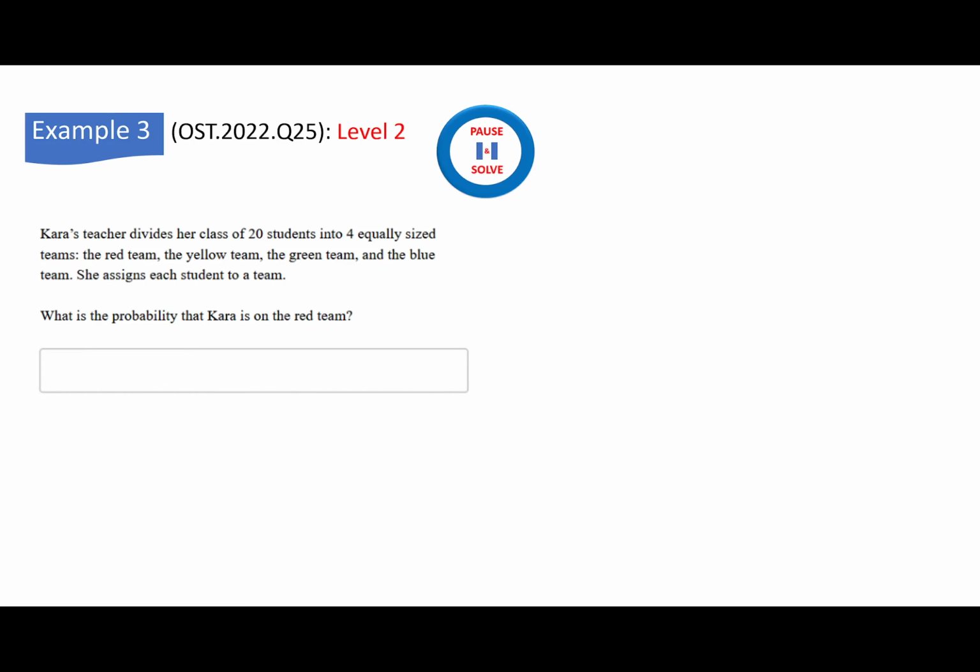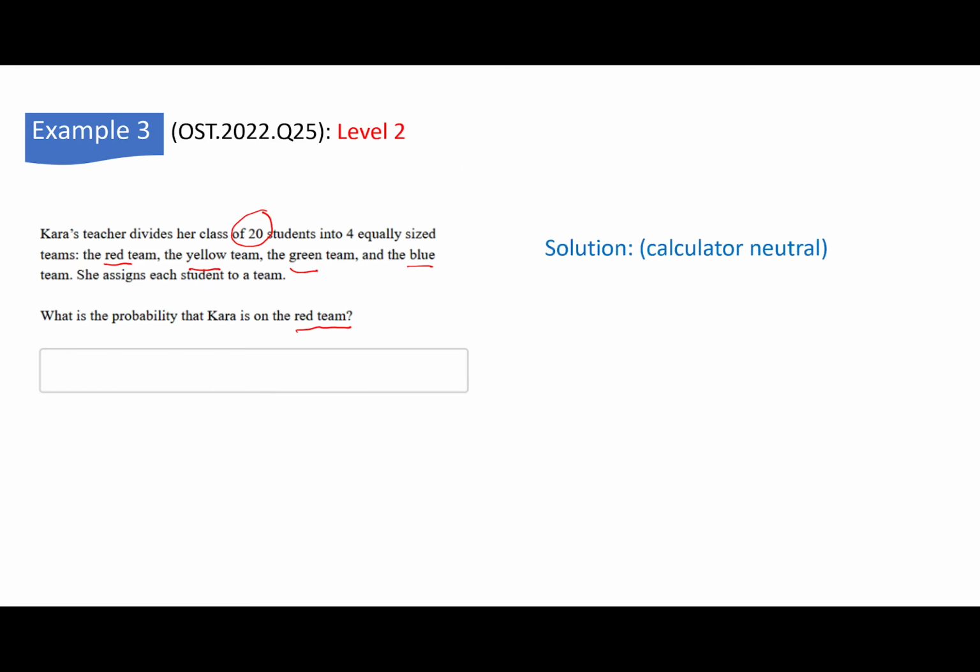Example 3. Kara's teacher divides her class of 20 students into 4 equally sized teams: the red, the yellow, the green, and the blue teams. So we have 4 colors. What is the probability that Kara is on the red team? Now don't be confused with this 20. It's not important. It's not going to play any role here. Here we have 4 colors, and the probability of selecting one color is 1/4. 1/4 is 0.25.